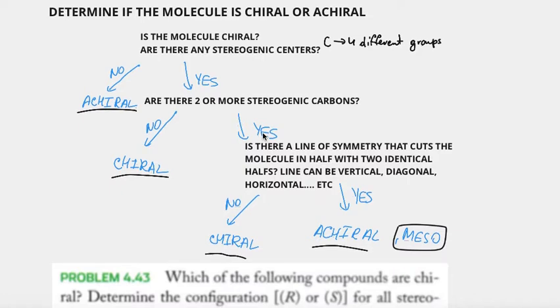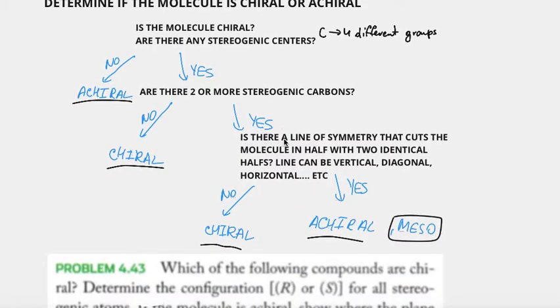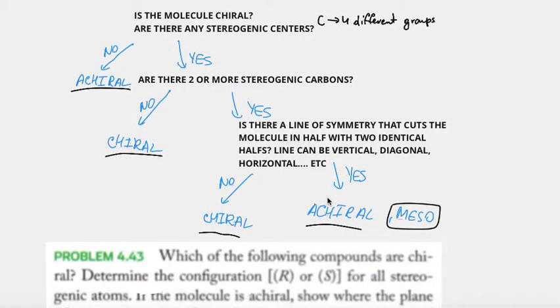If the answer is yes, the last question you have to ask is, is there a line of symmetry that cuts the molecule in half with 2 identical halves? Now, your line of symmetry doesn't have to be vertical, it could be horizontal, diagonal, etc. As long as it cuts your molecule in half with 2 identical halves, that means that you have a line of symmetry, and if the answer to this question is yes, you have a special case of the molecule. It's called meso, and meso molecules are achiral. If you do not have a line of symmetry, then your molecule is chiral.